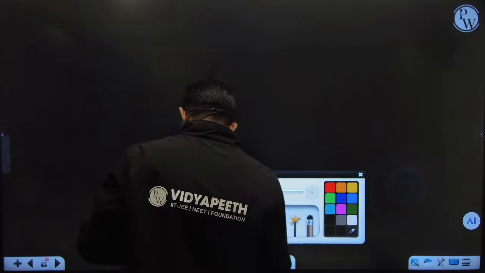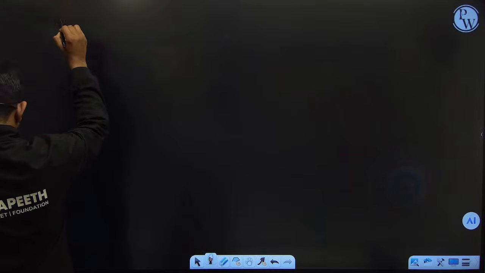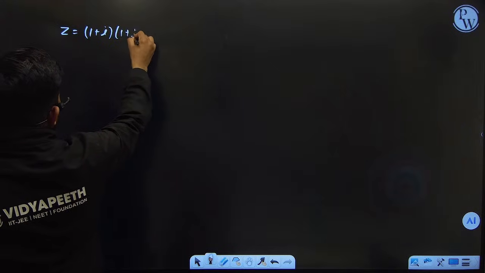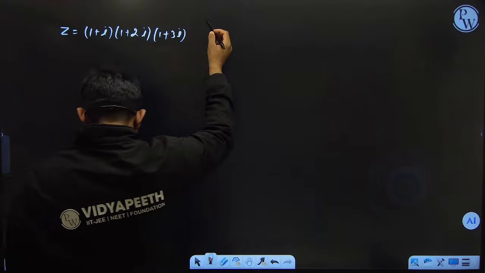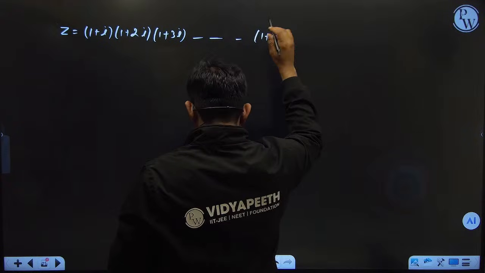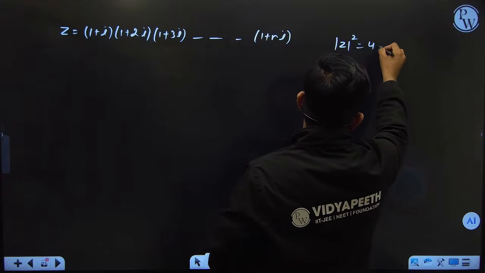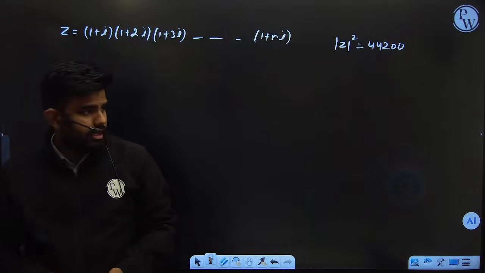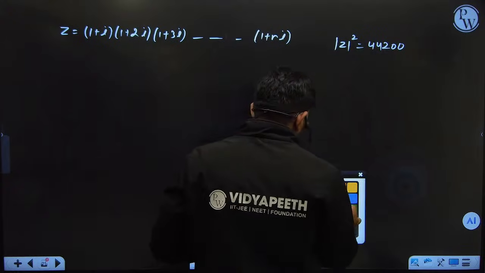The third question is a bit calculative, and to solve such questions we need to use option elimination. Option elimination will be the best method for any question, because we all know that in JEE Mains, especially, there is only one correct option. There is only one correct option.